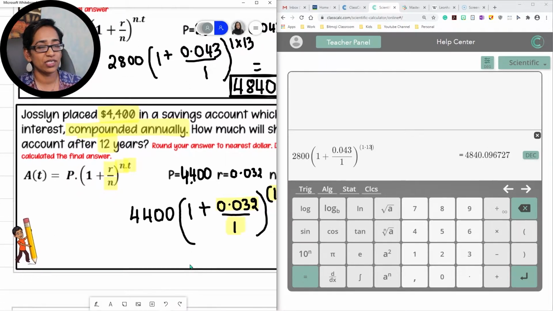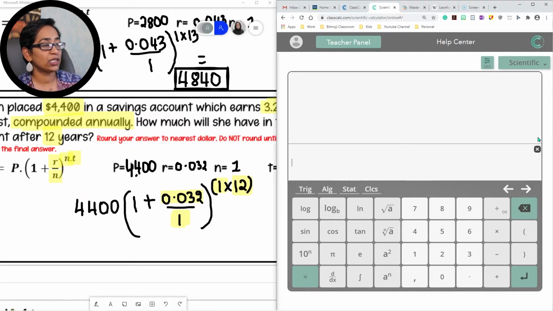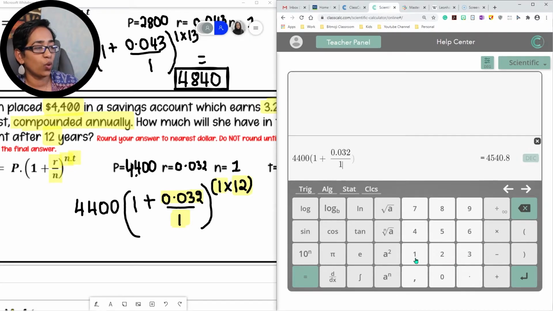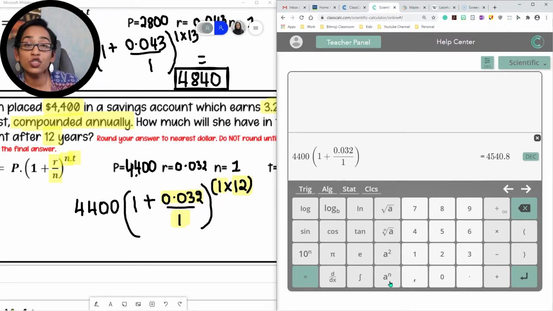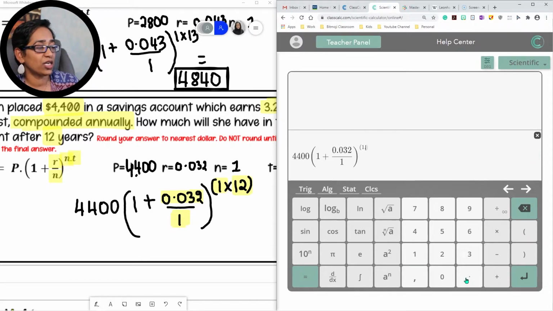Let me move this to the side. Clear this up. That's the best practice. Always clear up what you have. 4400, open parentheses, 1 plus 0.032 divided by 1. I don't have to divide by 1, but it's always good practice to make sure you know how to use those operations. To the power, open parentheses, 1 times 12, close parentheses.